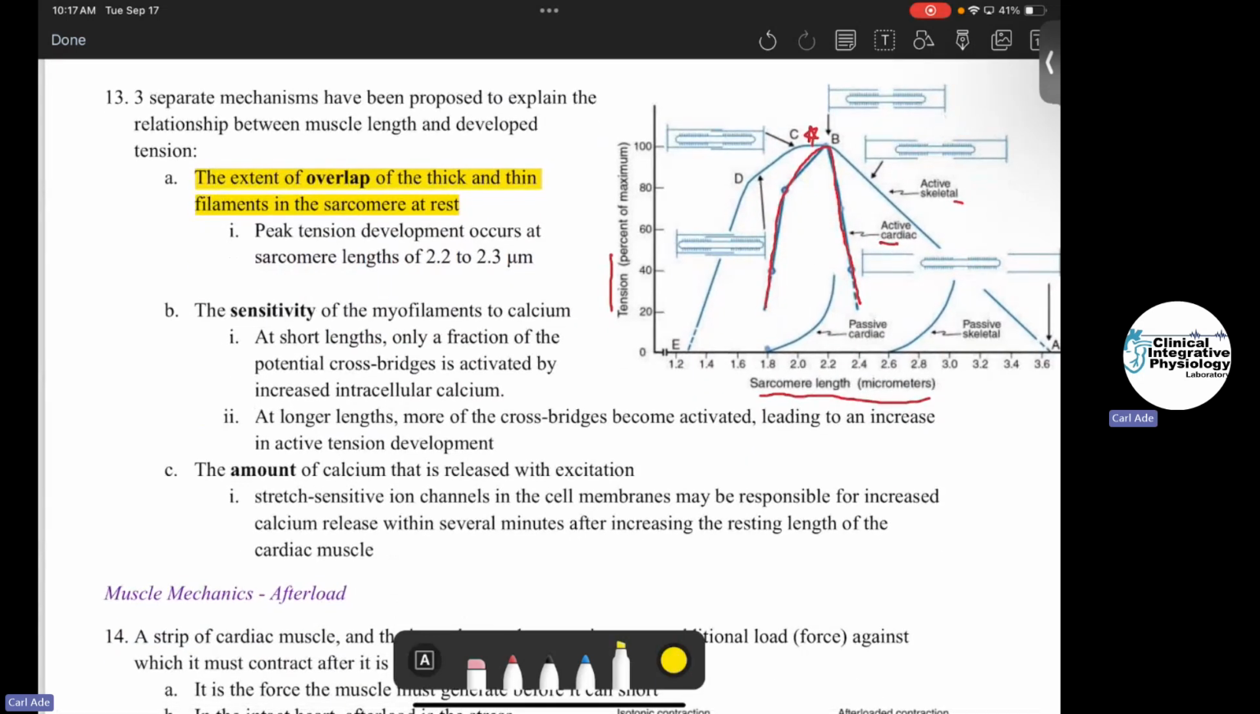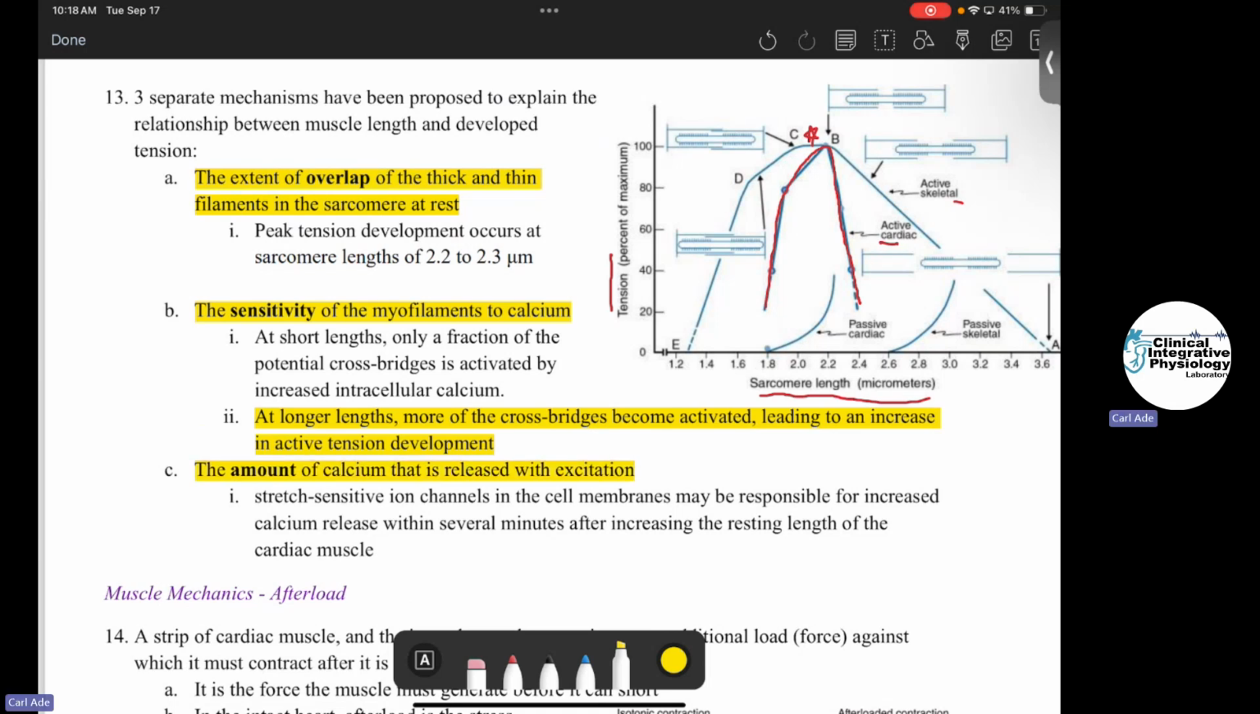We now know that it's a little bit more complicated than that. Not only is it the overlap, but as we change that length a little bit, we change the sensitivity of actin and myosin to calcium, such that at longer lengths, as we stretch it out, we can actually activate more cross bridges. We also know that as we stretch and increase the length, we get a little bit more calcium being released.